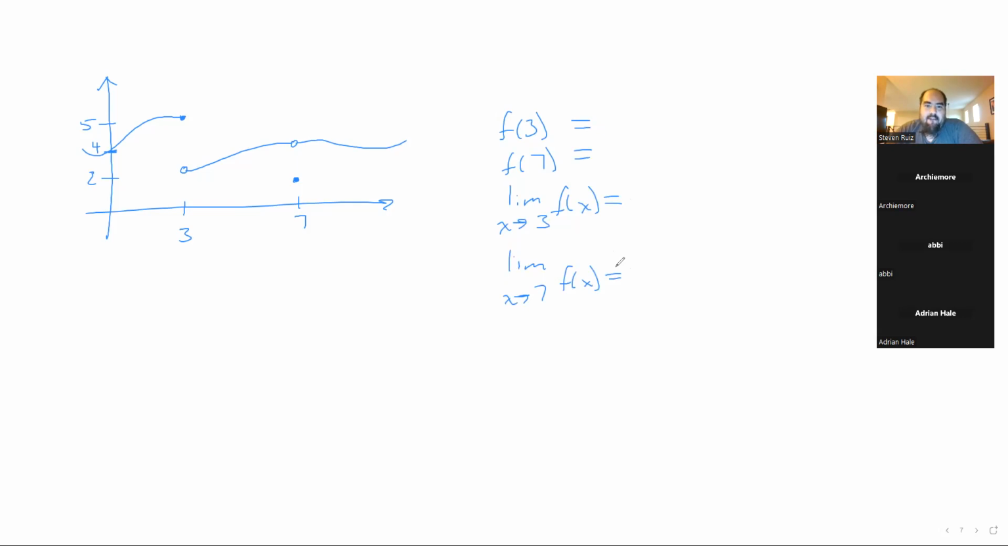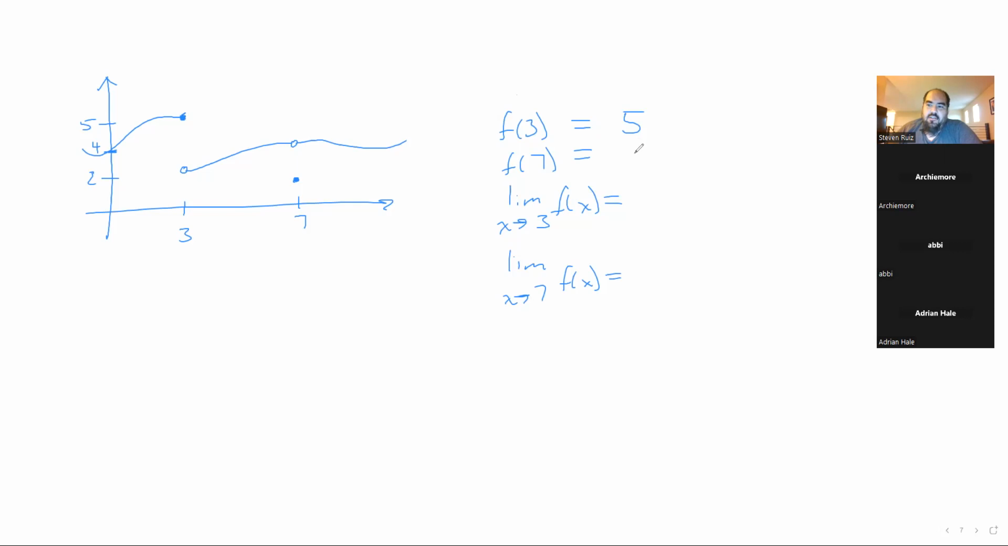Wouldn't f of 3, I'm guessing, be 5? f of 3 is equal to 5. Why 5 and not 2? Because 5 is where the closed circle is, and the closed circle is a defined point, while an open circle is an undefined point. Okay, good.